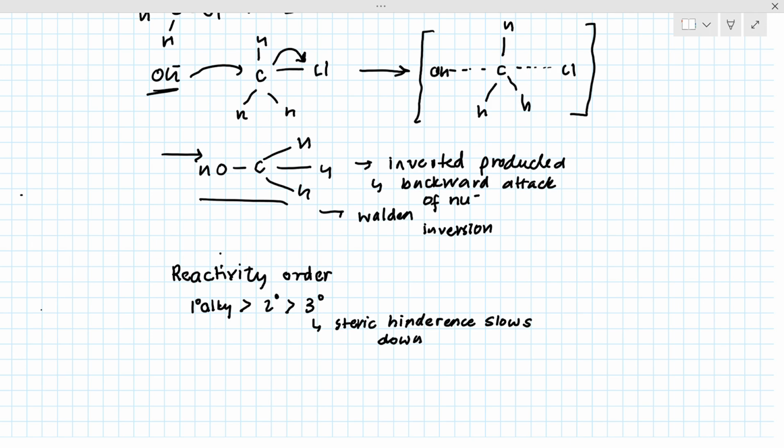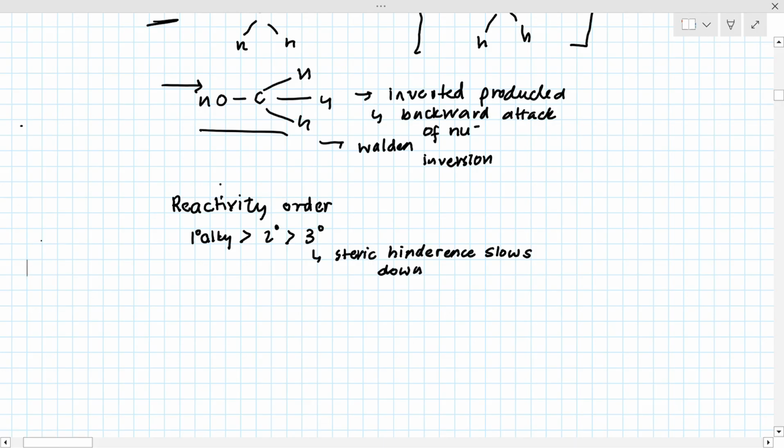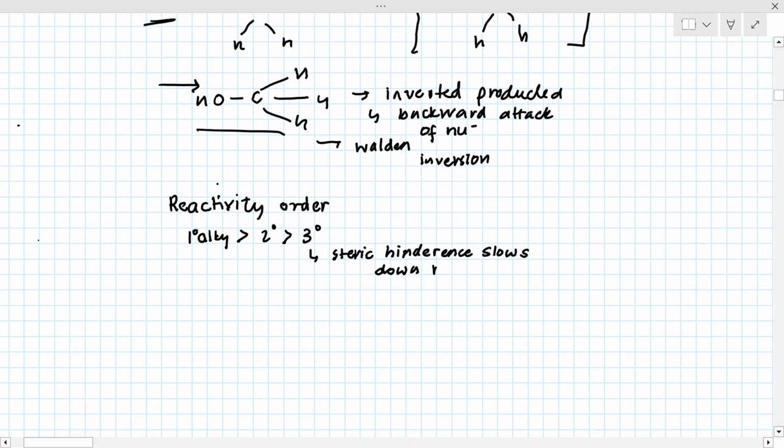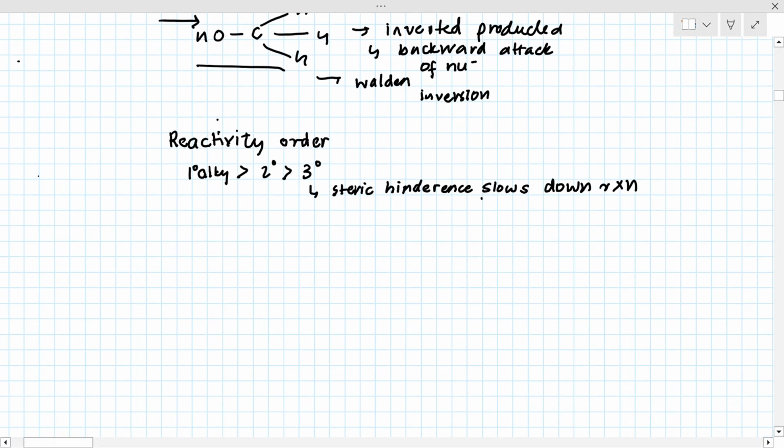The leaving group will leave, but the nucleophile attacking becomes a tough job, because it is a very fast process and it does not form a carbocation in the middle that will wait. It has to be fast. For that, the attack has to be fast, and for that the groups should be light. Hence, steric hindrance slows down the reaction. Hence, this is the reactivity order. Okay. So now, what are the conditions for this to occur?